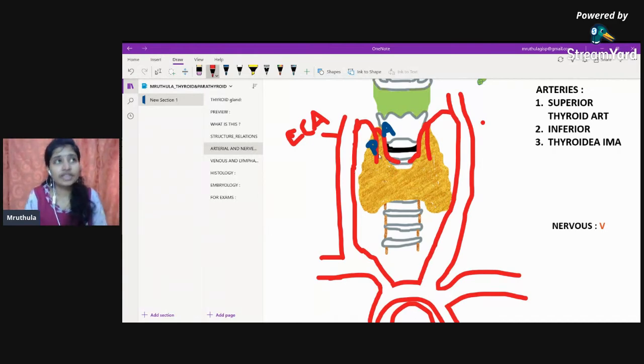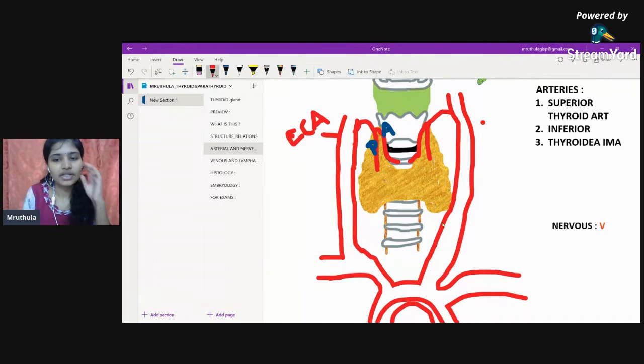Then what happens with the posterior branch? Where should it go? Will it anastomose with each other? No, it does not anastomose with each other, but it is anastomosing with the inferior thyroid artery, which we'll talk about. So it is anastomosing with the inferior thyroid artery.